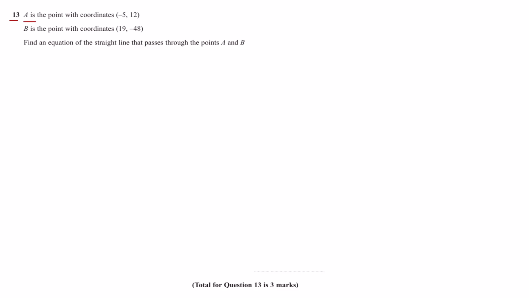A is the point with coordinates minus 5, 12. B is the point with coordinates 19, minus 48. Find the equation of the straight line that passes through the points A and B. So the answer is going to be in the form y is equal to mx plus c, where m is our gradient and c is our y-intercept.